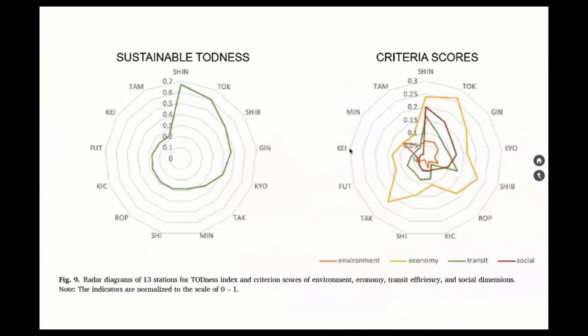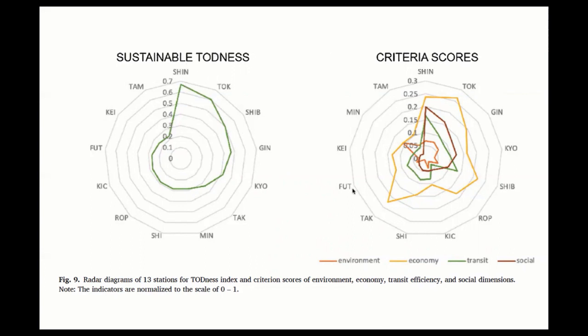They used radar charts so many times that I couldn't include all of their different charts. Here, the different dimensions are the 13 stations, and this green area shows the overall composite sustainability score, which they refer to as the TODNS.